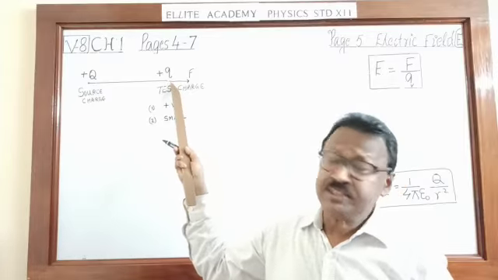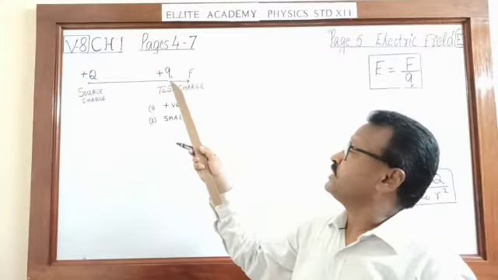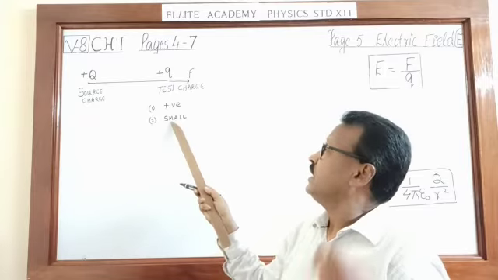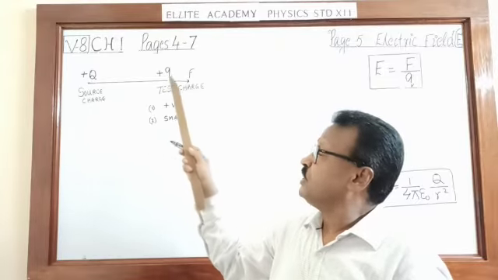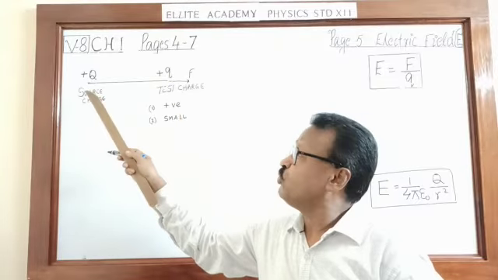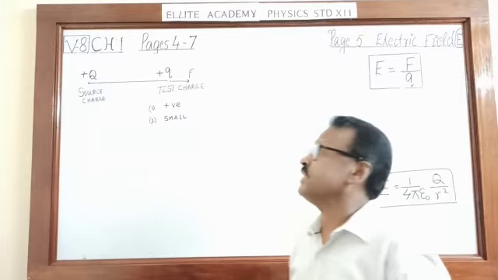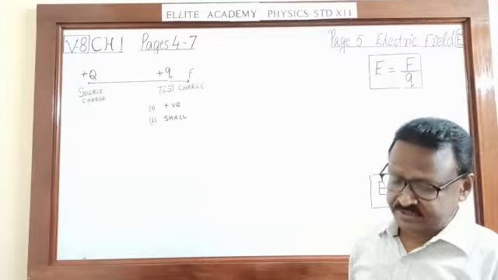Answer is given in page number 7. Give reason why the test charge is small. The test charge is small so that it will not disturb, it will not change, it will not modify the original field. It will measure the actual field. You can go through the give reason. It is clearly mentioned there.